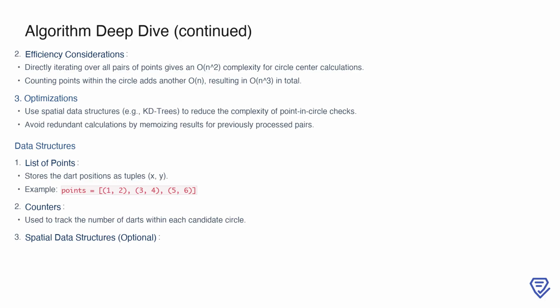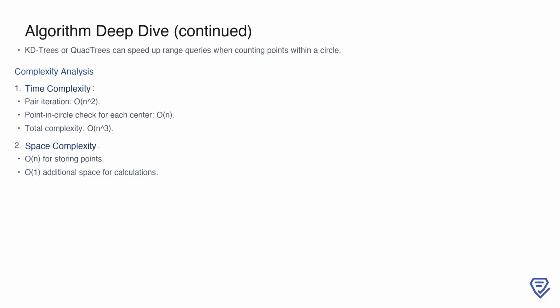We also use counters to track the number of darts within each candidate circle. If optimized further, spatial data structures can become an optional but powerful addition for handling larger input sizes efficiently. Finally, let's analyze the complexity of the algorithm.